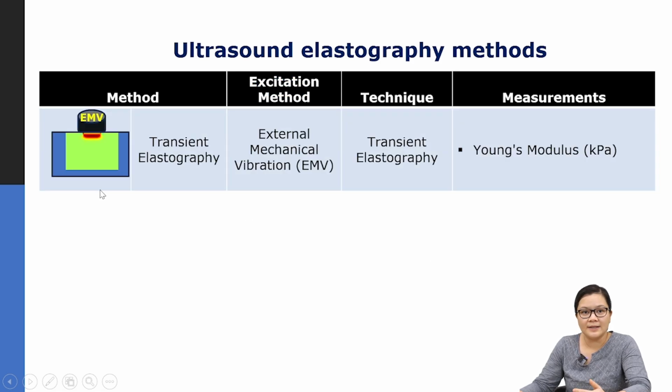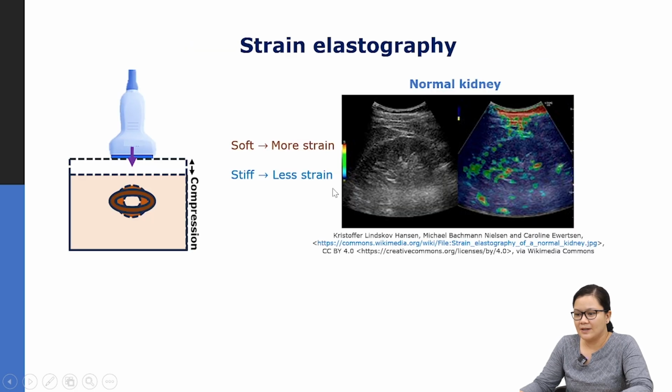And the third set of techniques that we'll also discuss is the transient elastography technique. In this case, the type of excitation method is external mechanical vibration systems. So this is an electromechanical instrument that vibrates the tissue, and that causes propagation of shear waves inside the tissue. And this will allow you to measure the Young's modulus. So in the next lecture, we'll talk more about transient elastography. Now let's first start with strain elastography.